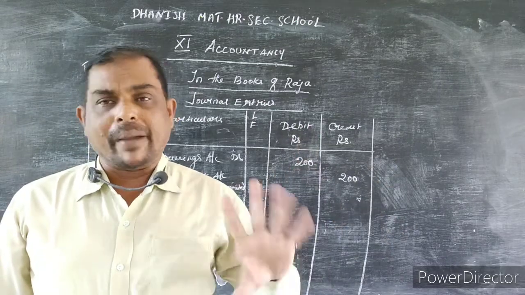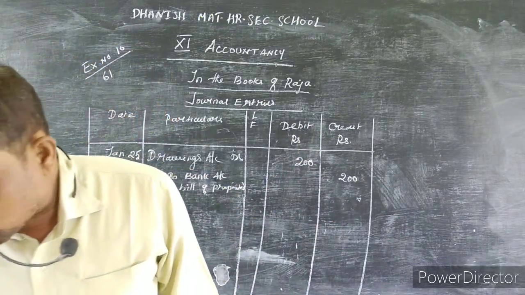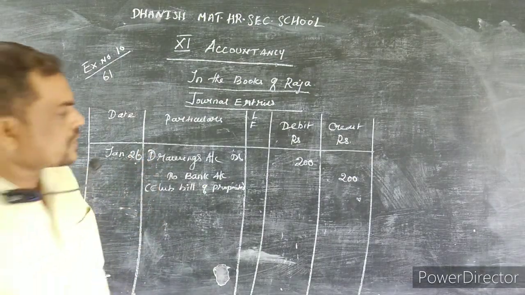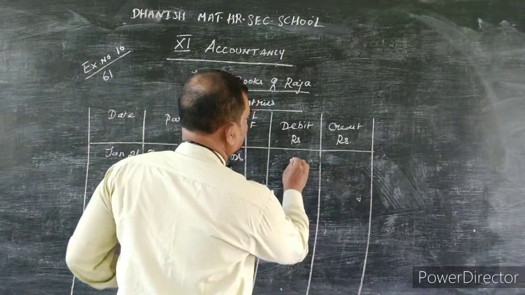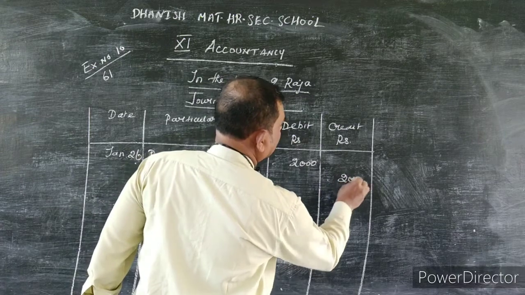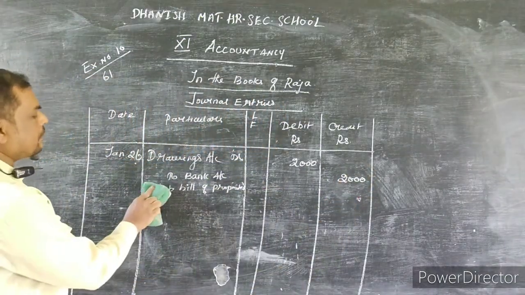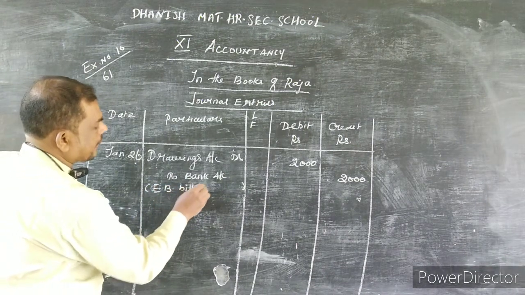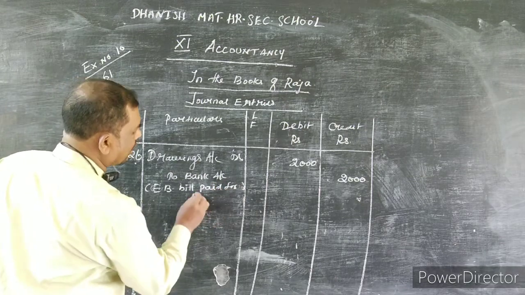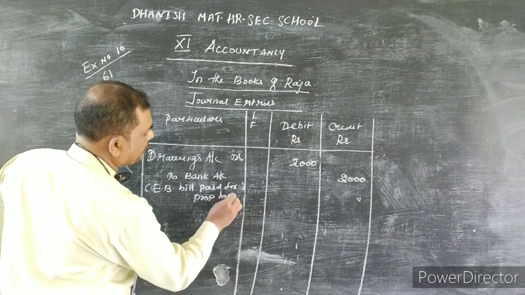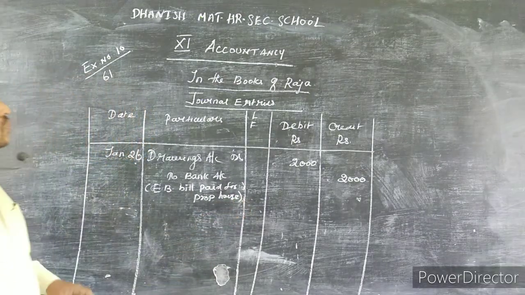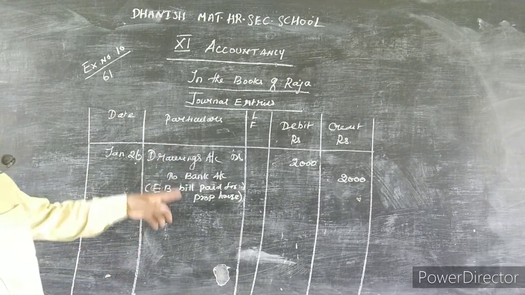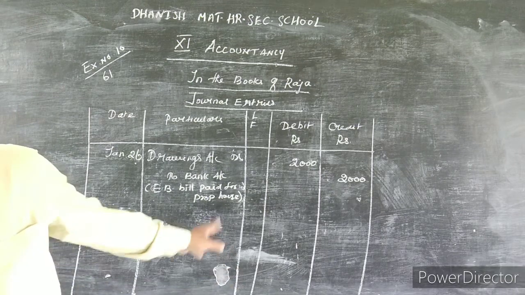So drawings account debit to bank account. What is the amount? The amount is rupees 2000. The date is 26th. EB bill, electricity bill, paid for proprietor's house. The proprietor's house is the personal account of the proprietor, so it will be debited to drawings account. Drawings is always debited. Drawings account to bank, because we are paying through debit card. That is why bank is credited.